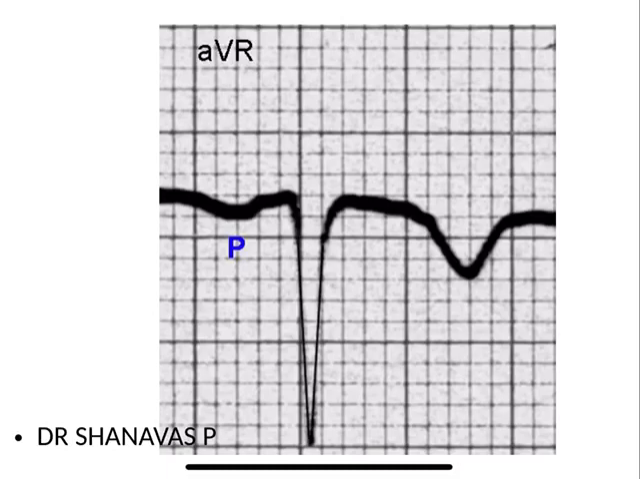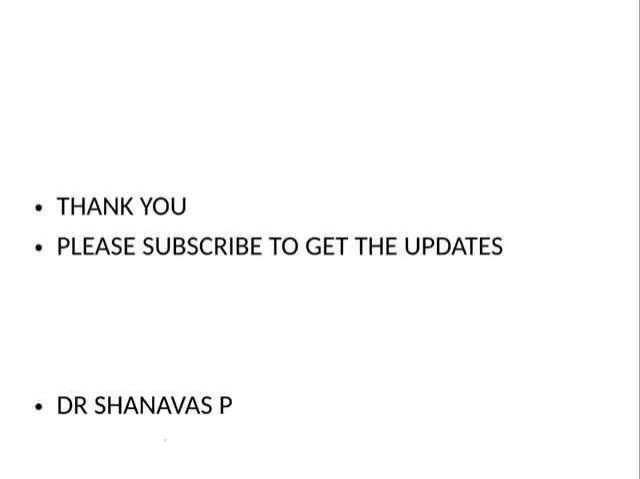So this is the basic thing about the P wave. Even though it looks simple, it is very important to understand various pathologies related to the P wave. In the next class we will be discussing the abnormal P wave. Hope it is very clear.